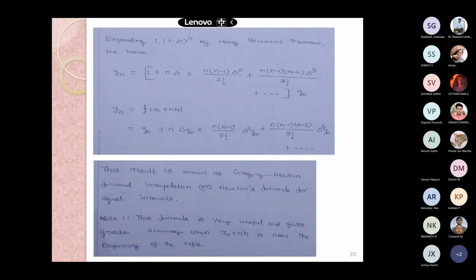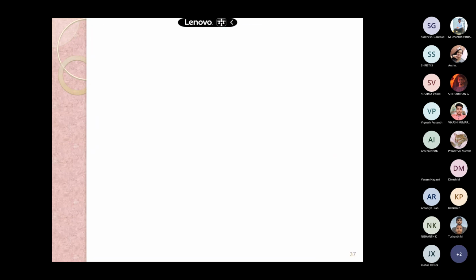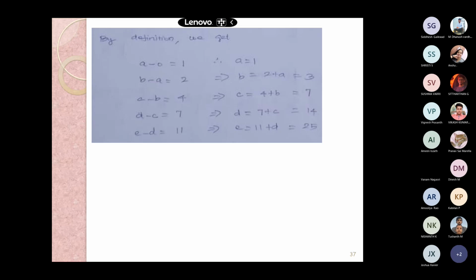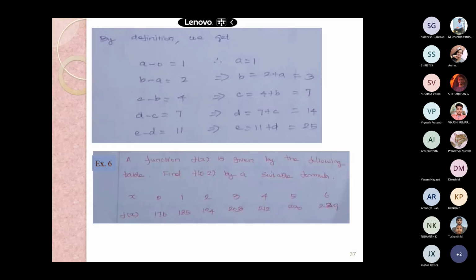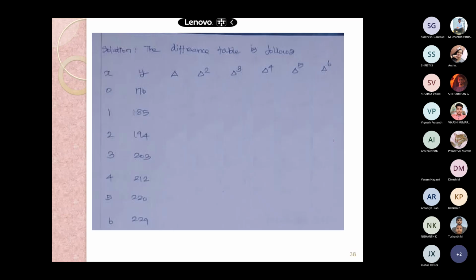y n, that is f of x naught plus n h, is equal to y naught plus n into delta y naught plus n into n minus 1 divided by 2 factorial into delta square y naught plus n into n minus 1 into n minus 2 divided by 3 factorial delta cube y naught, and so on. This is Newton's forward interpolation, which is specifically for equal intervals. In this unit 3 second half, we began with unequal intervals, and now we are trying to crack the problems with equal intervals.